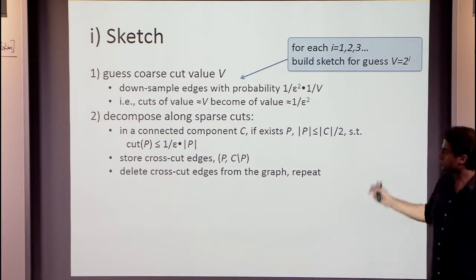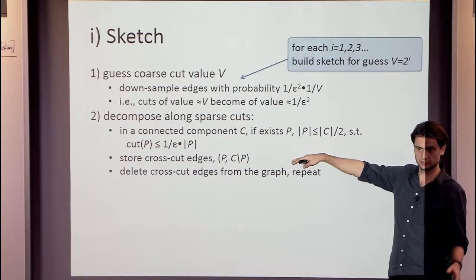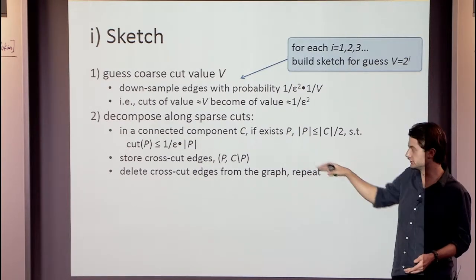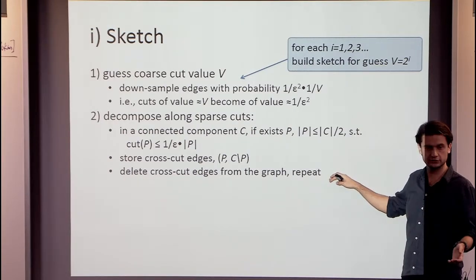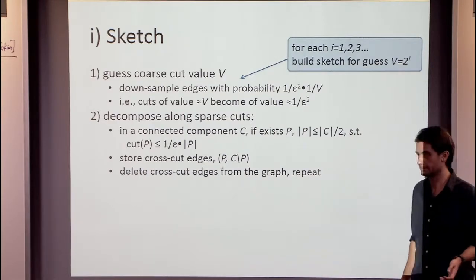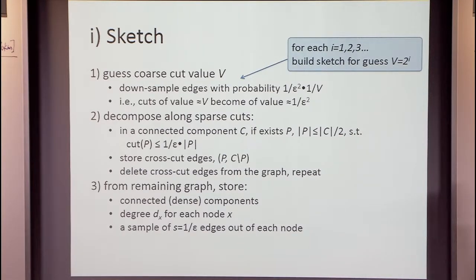Then we store these cut edges, basically, along the sparse cut. We store these edges separately. We delete them from the graph and repeat on the remaining graph. Okay?